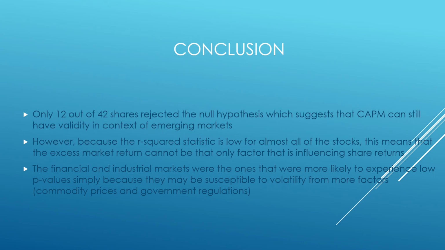So, to draw more insight into that, you could see that the financial and the industrial markets were the ones that were more likely to experience low p-values simply because they were more susceptible to volatility from more factors like commodity prices and government regulations. So there are other factors moving the positive correlation other than just simply the excess market return.